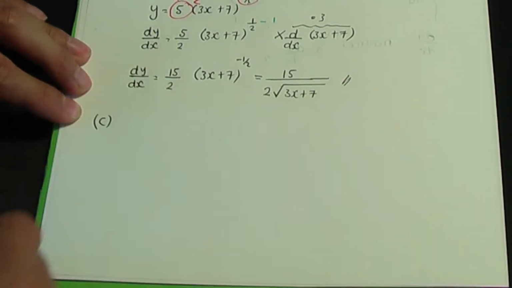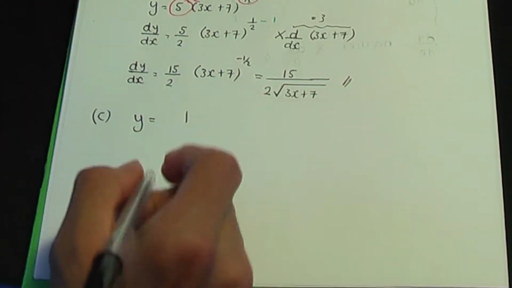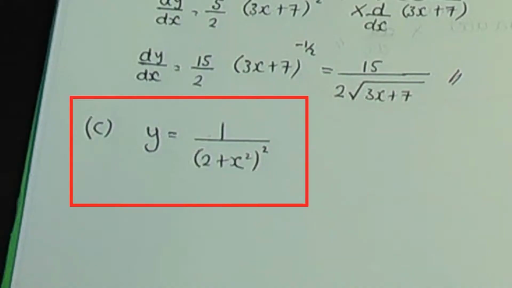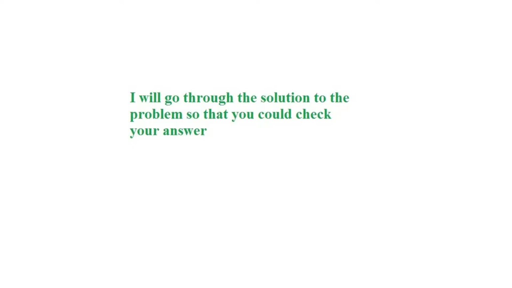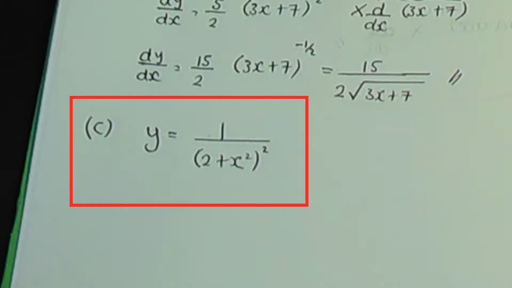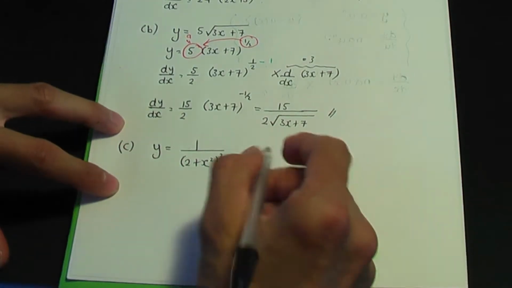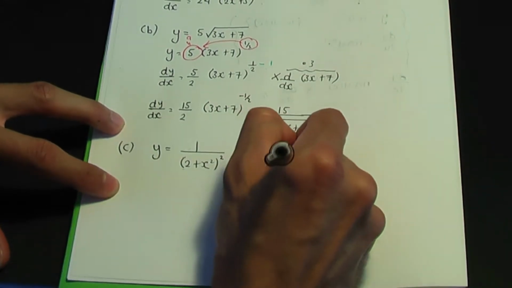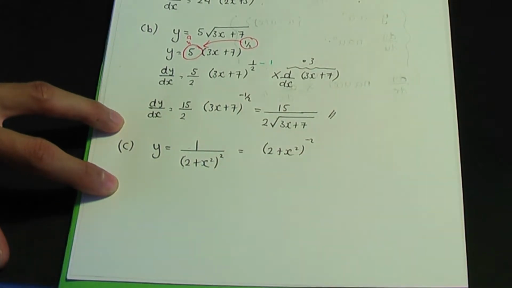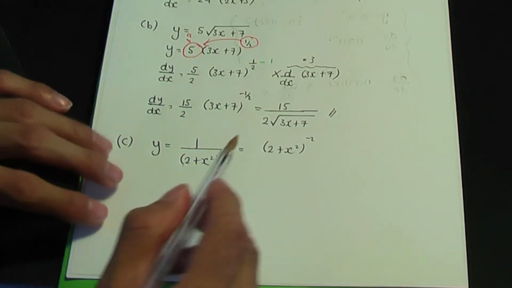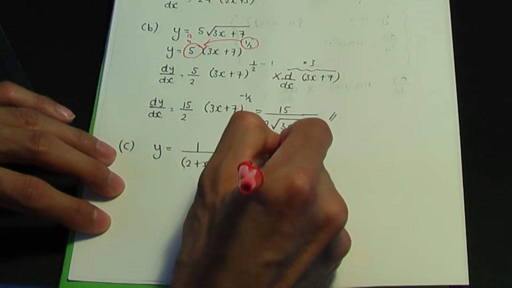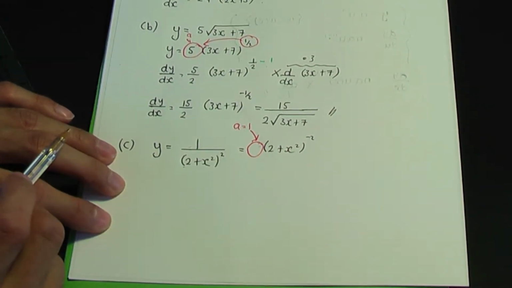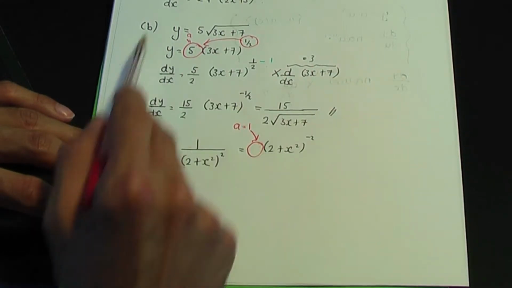So, part C. Let's differentiate y is equal to 1 divided by 2 plus x squared, all squared. So first of all, let me rewrite this. If I bring this term in the denominator up, I could rewrite this as 2 plus x squared to the power minus 2. And let's look at this function carefully. The term in front is 1, so a equals 1, and 1 is a constant, so that implies I can use this chain rule related method.